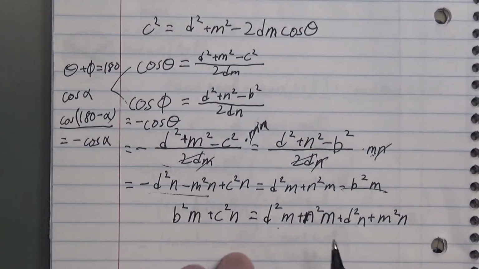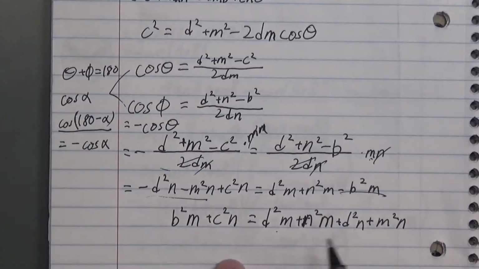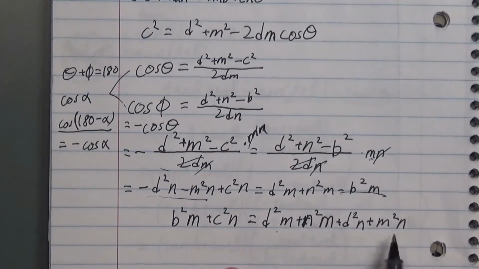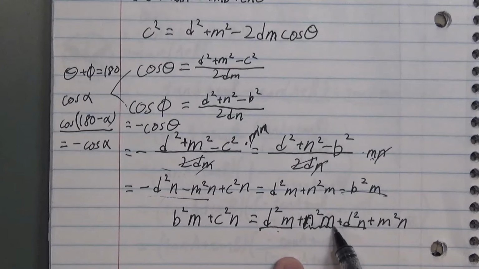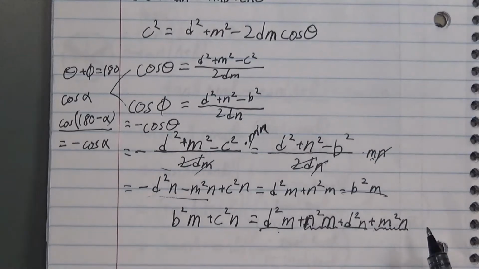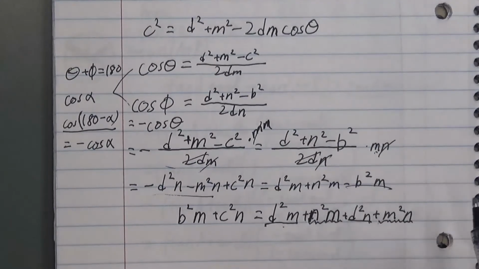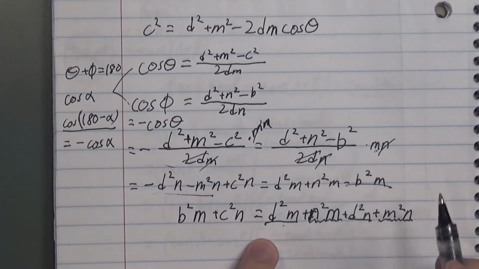n. Now, hold on a minute. There are some things here that are similar. We have a d squared and then a d squared, right? And then here we have an m and an n, and here we have also an m and an n. So let's try to group this together.